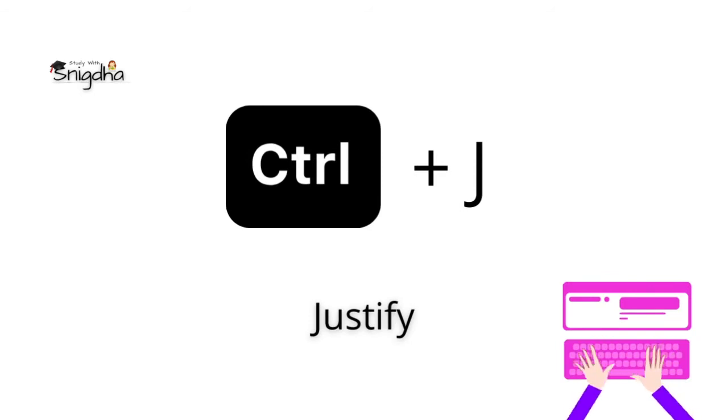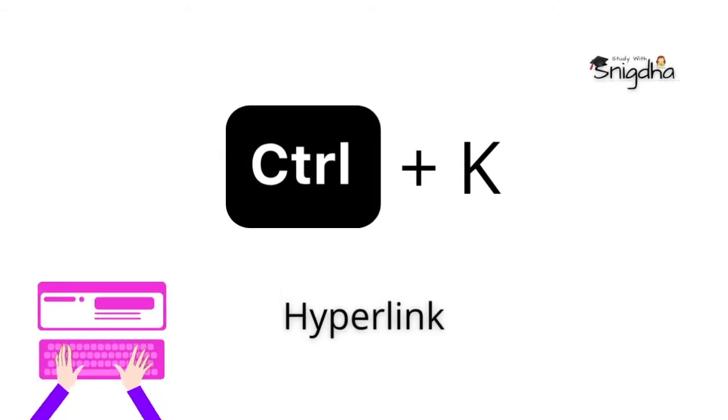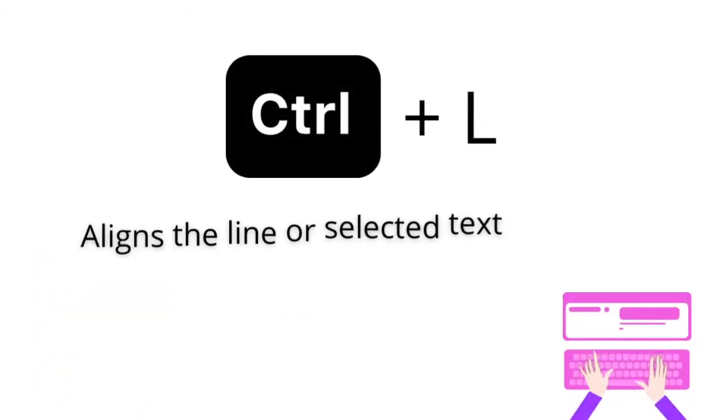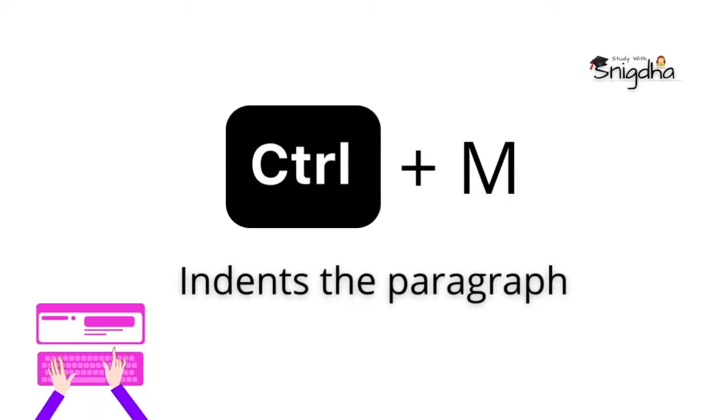Control J, justify. Control K, hyperlink. Control L aligns the line and selected text to the left of the screen. Control M indents the paragraph.